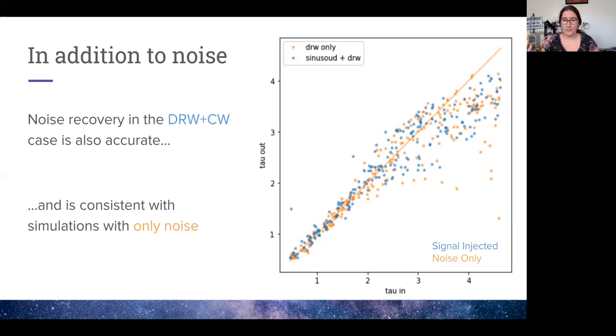Another good thing to know is that when we only inject noise into that search that looks for a signal, we're able to characterize the noise just as well. So you can see we get the same exact behavior whether there's a signal or not. So the orange points have not had a sinusoid injected into them, but we've searched for one and we're able to recover the same noise parameters.